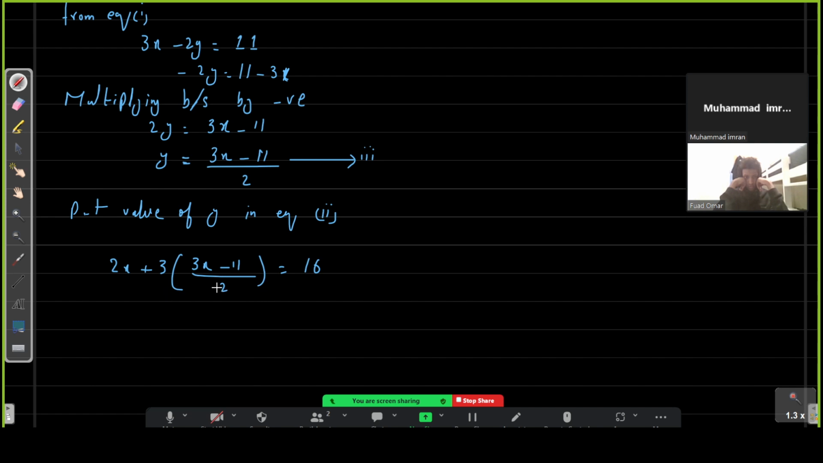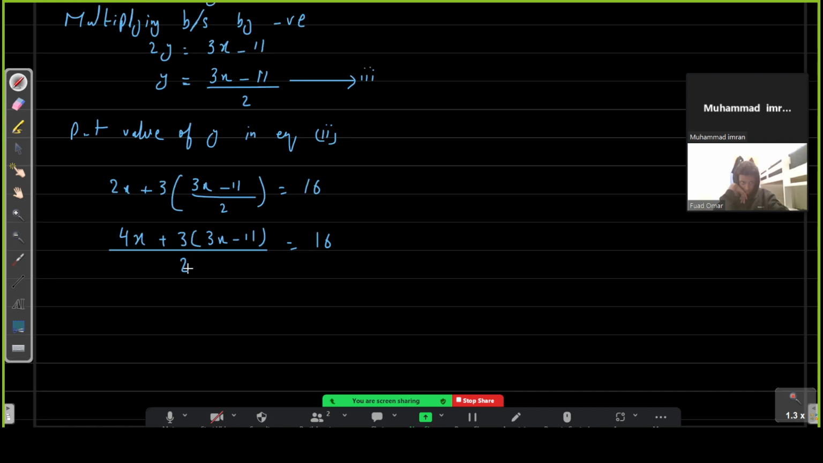So now we can take the LCM throughout. 2 is the LCM from the left side. So 2 times 2 is 4x plus 3 times 3x minus 11 is equal to 16 times 2. In the next step, I can take this 2 to the right side of the equation, and I can open this bracket. So 4x plus 3 times 3 is 9x, minus 3 times 11 is 33, is equal to 16 times 2.